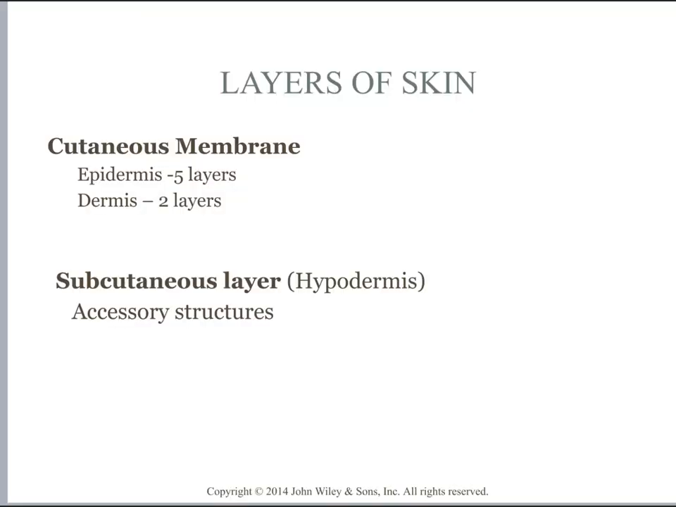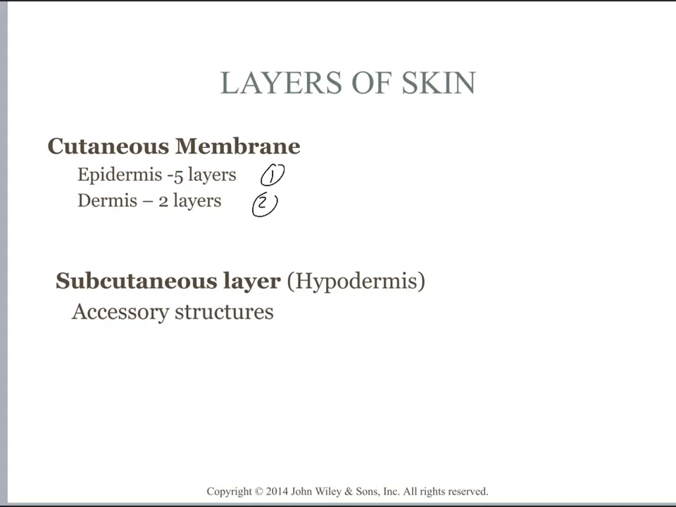The next part of skin that we have to examine are the layers. So let's take some time and identify all these layers. So our first layer that we're going to see is going to be our cutaneous membrane. Now that cutaneous membrane is made up of two layers, one an epidermis, two dermis. Now again, when you talk about the terminology here, dermis meaning skin, epi meaning on top of.